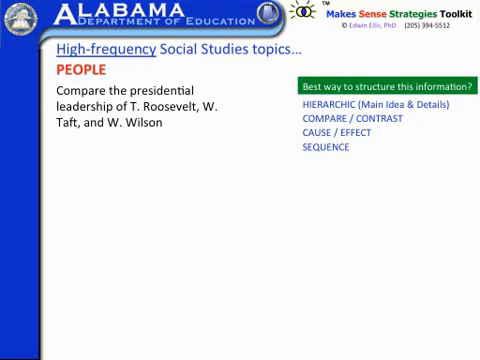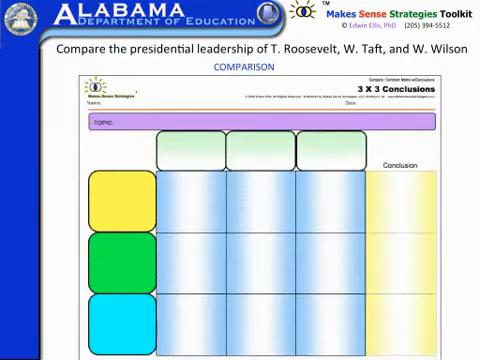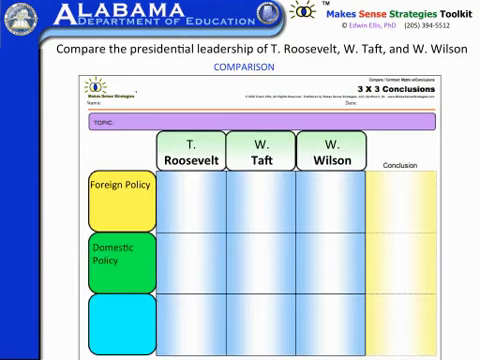Another example from the content standards is: compare the presidential leadership of Teddy Roosevelt, Taft, and Woodrow Wilson. Obviously, with the word compare, that's a compare and contrast. Here's how I might set that up using a graphic organizer. I might have the three presidents across the top, and what their foreign policy was, what their domestic policy features were, and finally what their leadership style was.